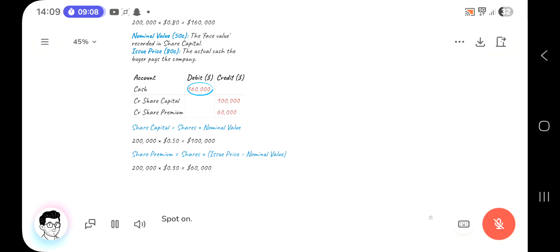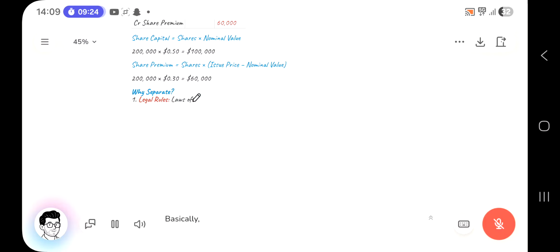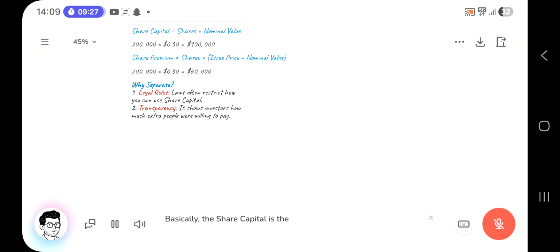Spot on. They are fundamentally different types of equity. Think of share capital as the base cost and share premium as the bonus the company got for being awesome. Basically, the share capital is the legal face value, and the share premium is the extra profit on the sale. If we mash them together, we'd lose that detail.